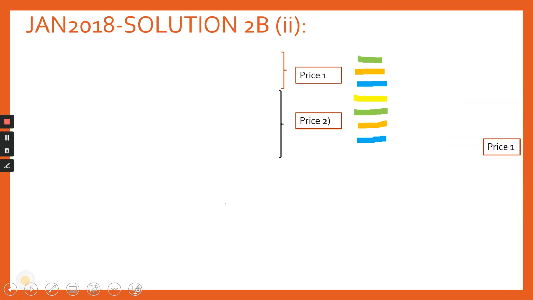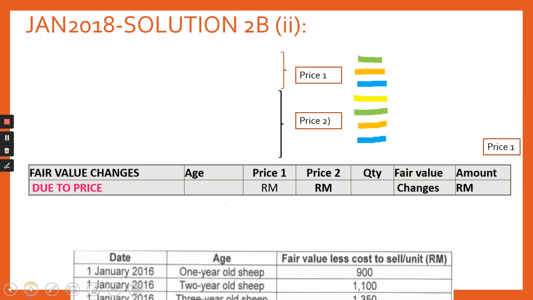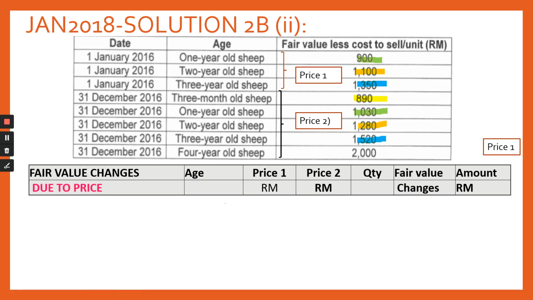Now we move on to look at the fair value due to price change. When we talk about fair value due to price change, we are looking at the different price, but with the same physical characteristic. Meaning that the due to price change is that there will be price at different date, but the physical characteristic will still be at the same age. So different date, but the same age.